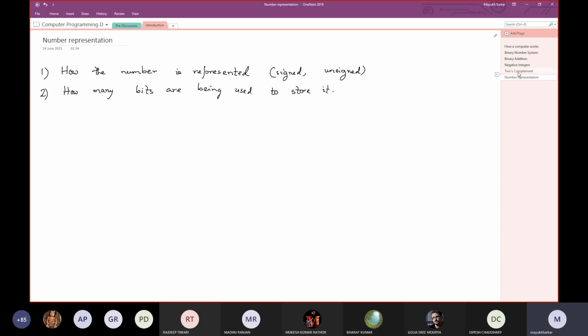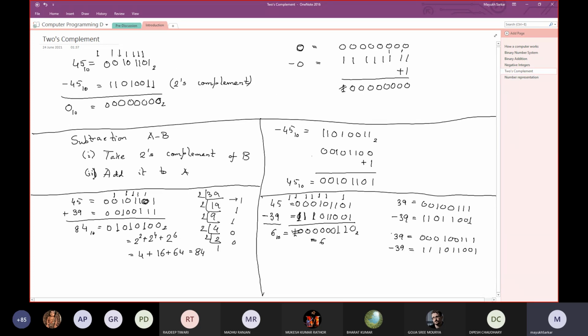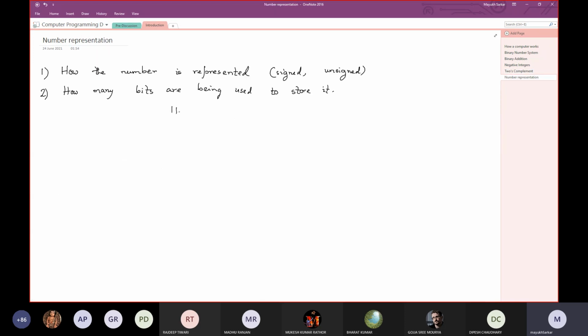Okay, now suppose this 111. Now computer only understands bits. It does not understand what number you are sending to it. It will simply make the blind addition of the two bit streams. So let me take this number 111011001. Computer looks into the bit stream only, right?